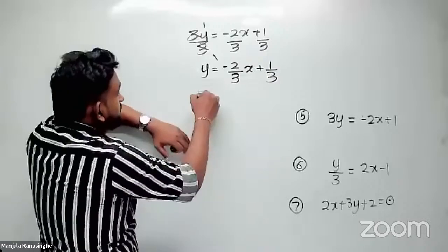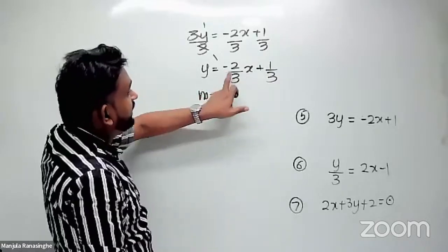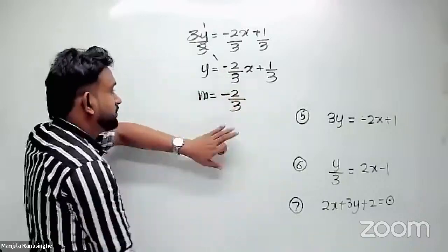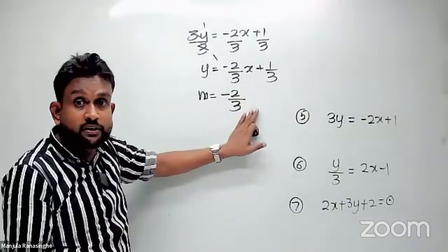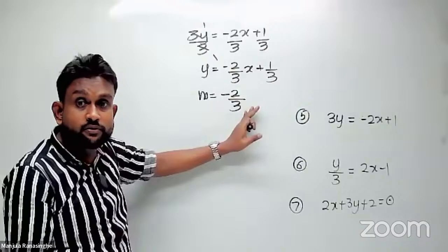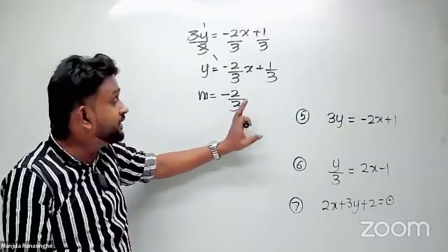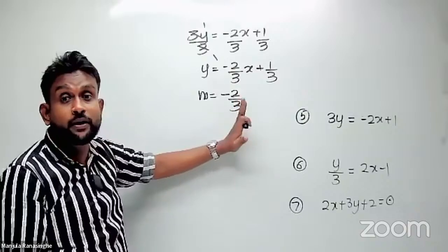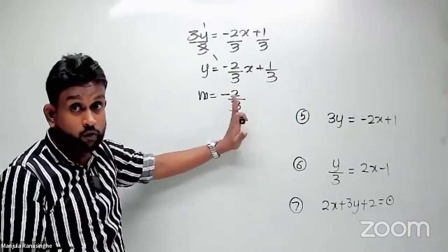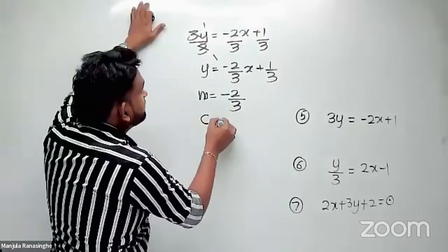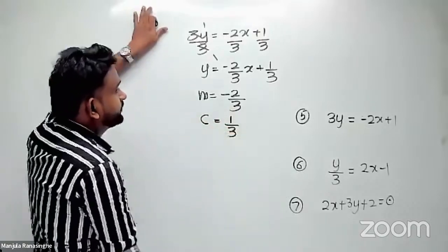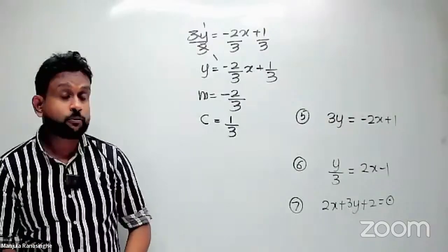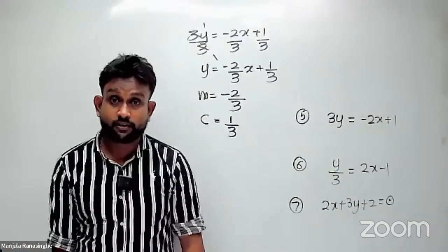The gradient is the x coefficient, that is negative 2 upon 3. Keep it as a fraction. Don't make decimals, because that is a recurring decimal, not an ending decimal, and then you will be in trouble to give the values. Just give it as a fraction in simplest form. Then c is plus 1 upon 3. Hands up those who got these two answers: negative 2 upon 3 and 1 upon 3 as the intercept. Great.